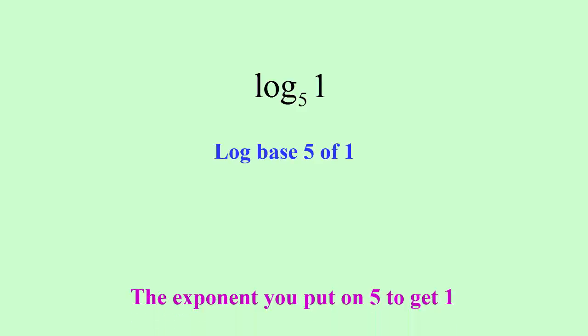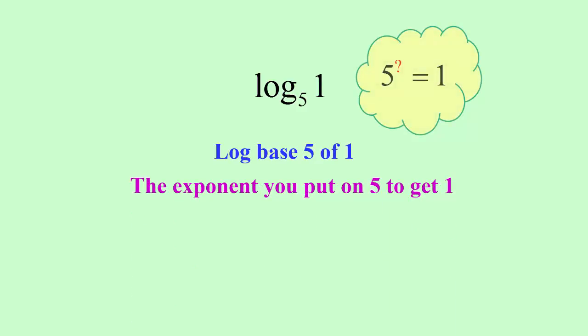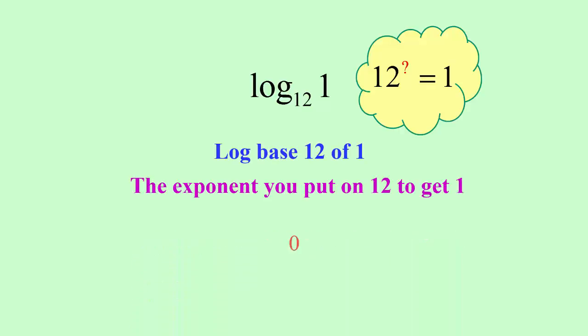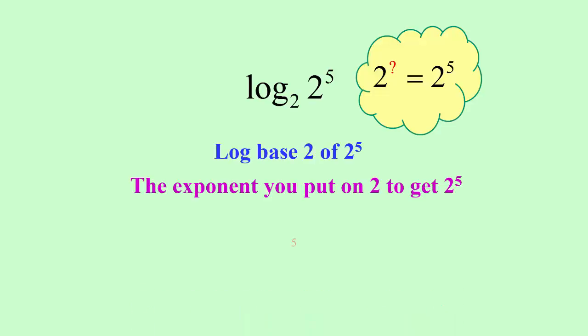So anyway, log base 5 of 1, exponent you put on 5 to get 1, 0. What exponent do you put on 12 to get 1? That's 0 also. How about this? This is an interesting one. What exponent do you put on 2 to get 2 with an exponent of 5? Okay, you didn't pay attention. I just answered the question.